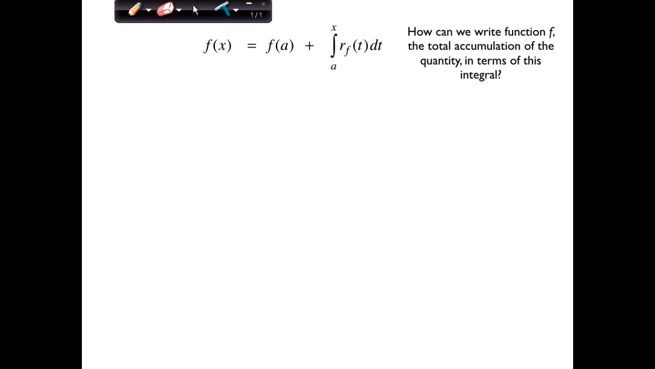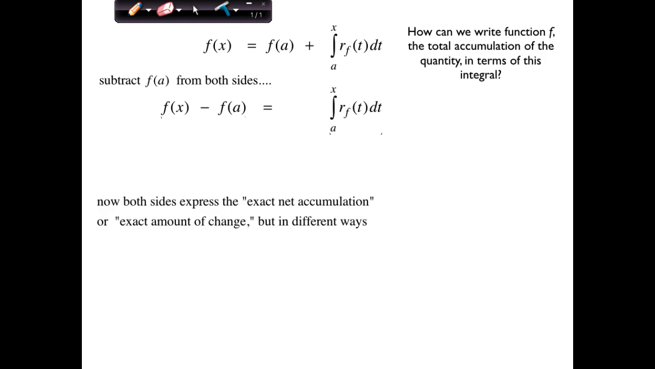Okay, so what I'm going to do is subtract f of a from both sides. I'm going to get this. So now both sides of the equation represent what quantity? Net accumulation from a to x of the quantity that's given by f, right? So now both sides express net exact accumulation or exact amount of change, but in different ways, right? That one as final minus initial, and this one as accumulation of many small bits.